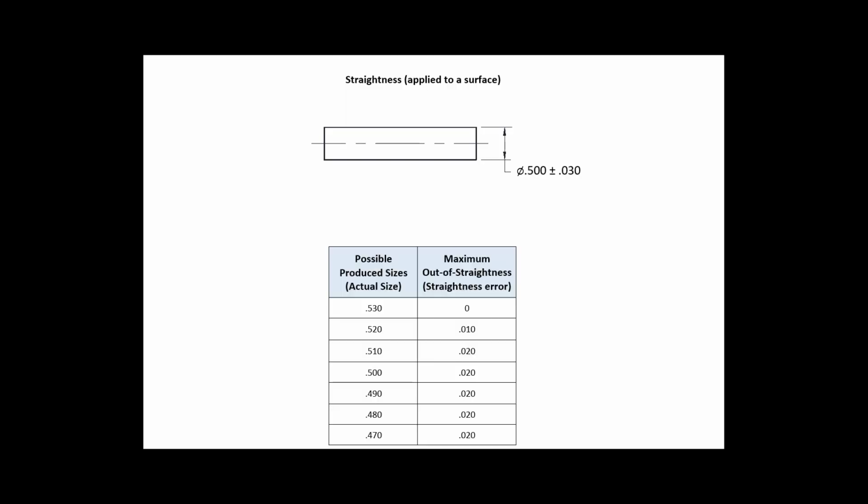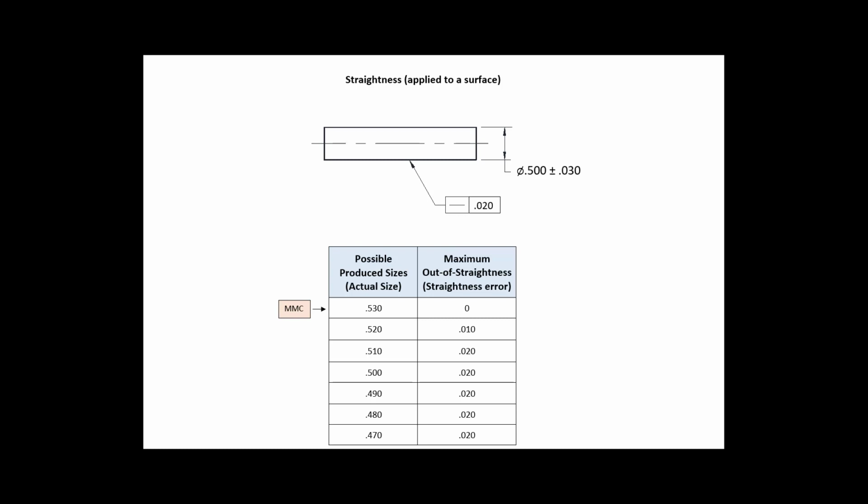This drawing shows a cylindrical feature with a straightness control applied to the surface of the object. The tolerance zone is sized at 20 thousandths. Let's look at a list of possible produced sizes for this part and determine the straightness error allowable for each size. Let's first identify the MMC for this external feature of size and understand the effect of rule number 1.